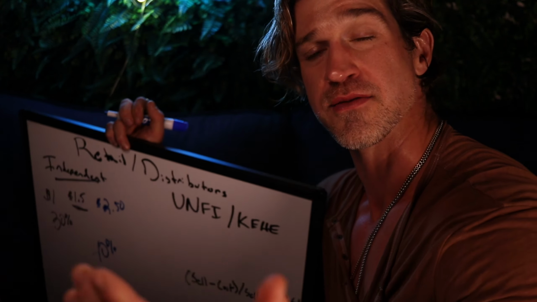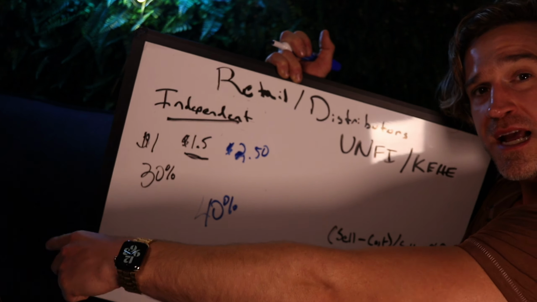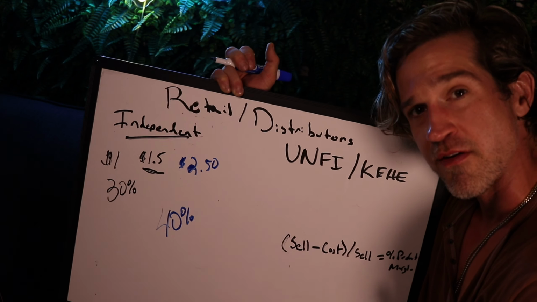Retail is hard. I sell something for $1. You guys are buying for $2.50. That means, is there enough meat on the bone? Am I making 50 cents per unit? At that point, I'm making 30% profit margin.